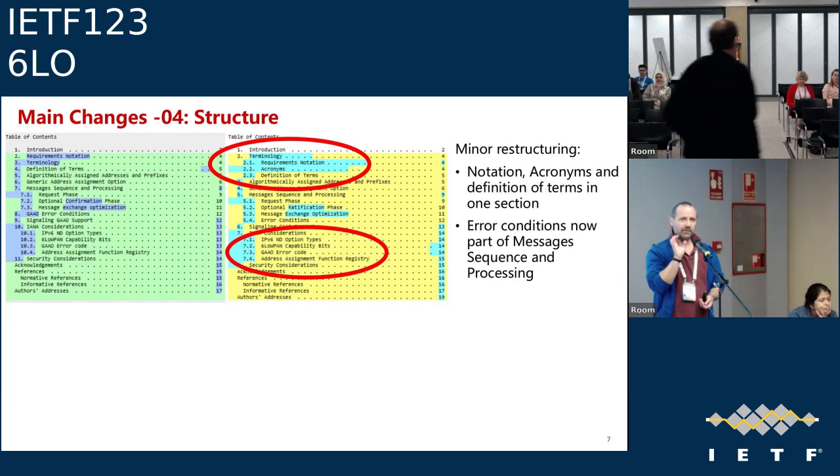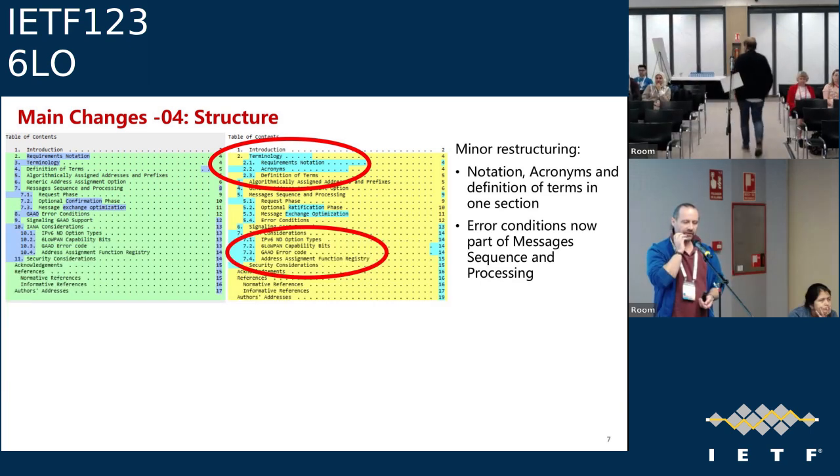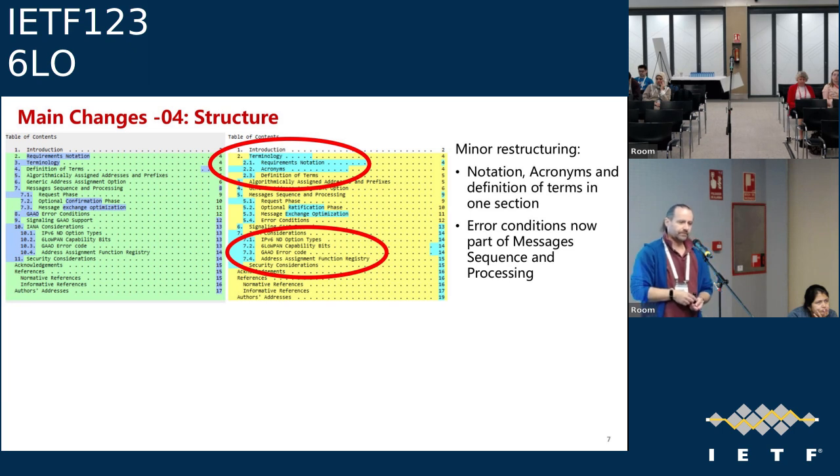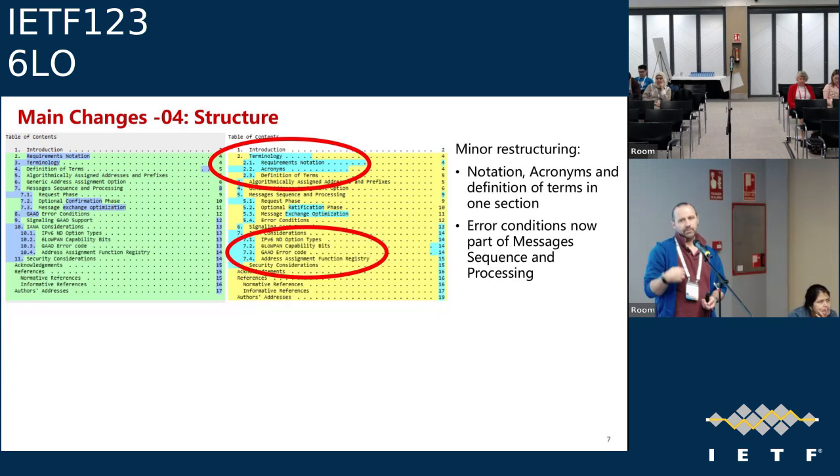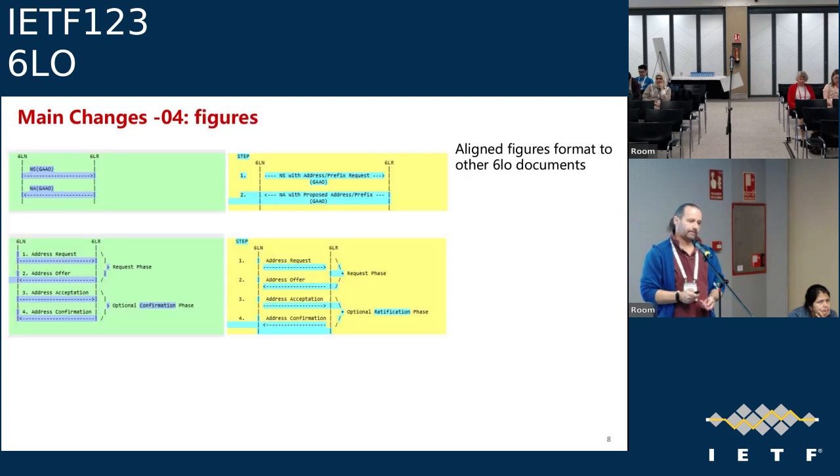What ended up is that we slightly restructured the document. It's not that we really moved things around, it's just that one thing that was a section per se is now a subsection of a bigger section, which makes more sense. So we have a terminology section with the requirement notation, acronyms, and definition of terms. And the error condition is now part of the message sequence and processing, because error conditions are part of that processing. But it's not a full restructuring of the document.